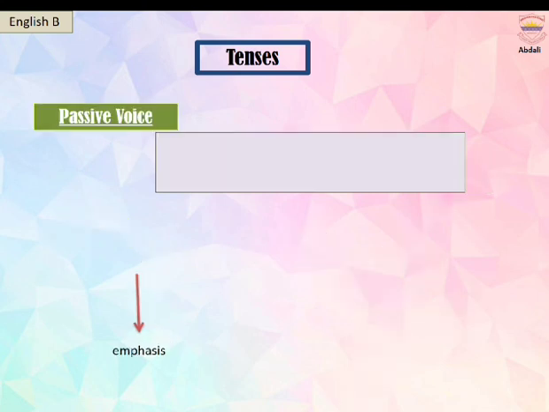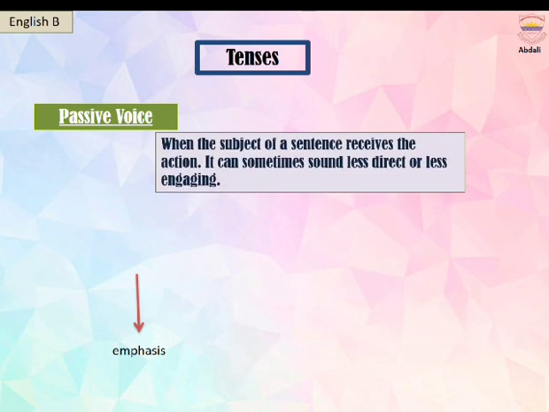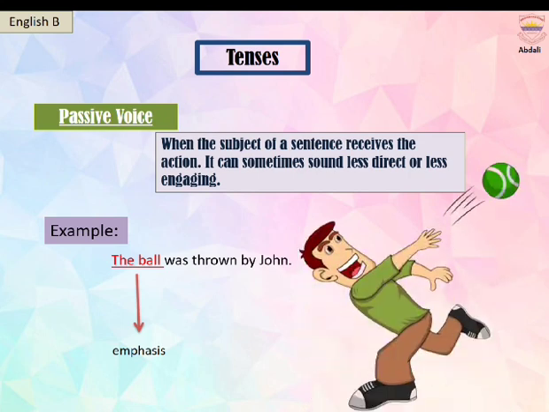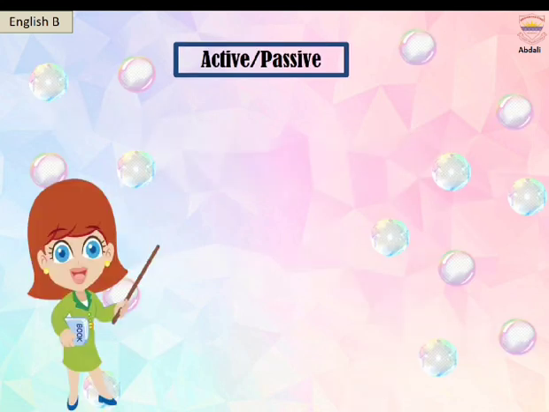On the other hand, passive voice is when the subject of a sentence receives the action. It can sometimes sound less direct or less engaging. Let's use the same sentence and transform it into the passive voice. "The ball was thrown by John." Notice how the subject, the ball, is now receiving the action of being thrown, and the emphasis shifts away from the subject. Now that we understand the basic concept, let's explore when and why we might use each form.